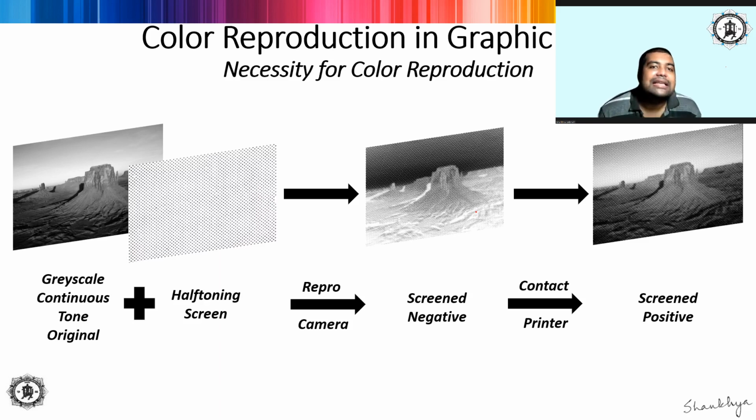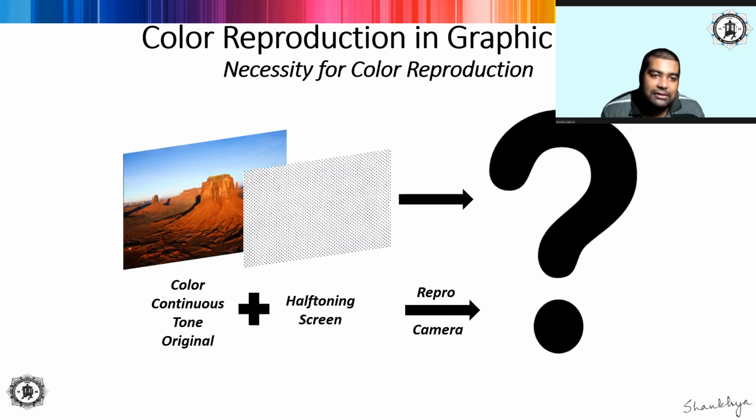Okay, but as I told you in the earlier class also, when we were originally discussing this topic, this is fine that we are using a grayscale original, where we use only a single ink. We can print this image using a single ink, maybe black ink, maybe magenta ink, whatever ink of your choice, but still we will get the output in a single ink only, right? But what if the original is in color? The continuous tone original itself has got colors. Then what to do?